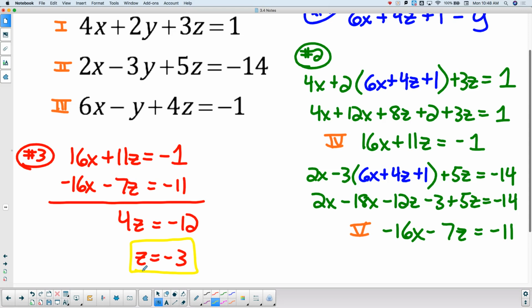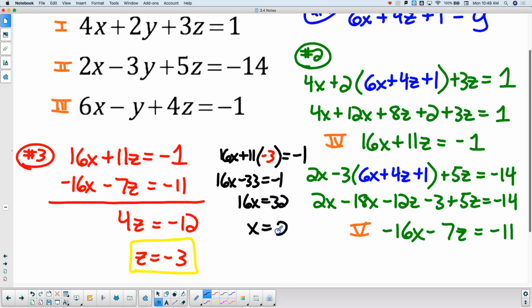It really doesn't matter which one we go into, so let's go 16x plus 11 times negative 3 has got to be negative 1. So that's 16x minus 33 equals negative 1. 16x equals 32. X equals 2. Okay.